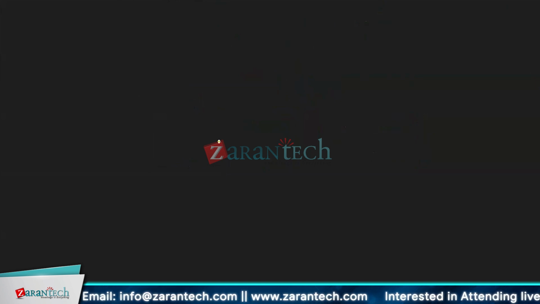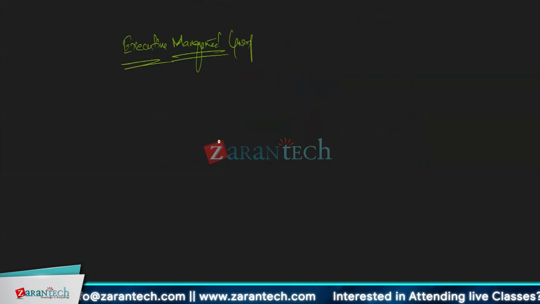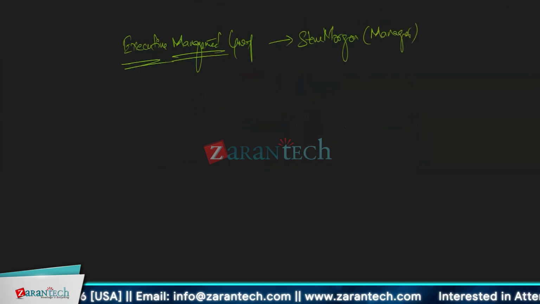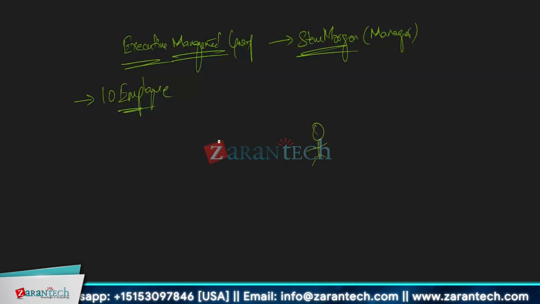So you have the executive management group, and you know that Steve Morgan is the manager currently for this group. There are some 10 employees in this group. So for all the 10 employees, Steve Morgan is the manager. Now, this is Steve Morgan. He is currently holding this position.